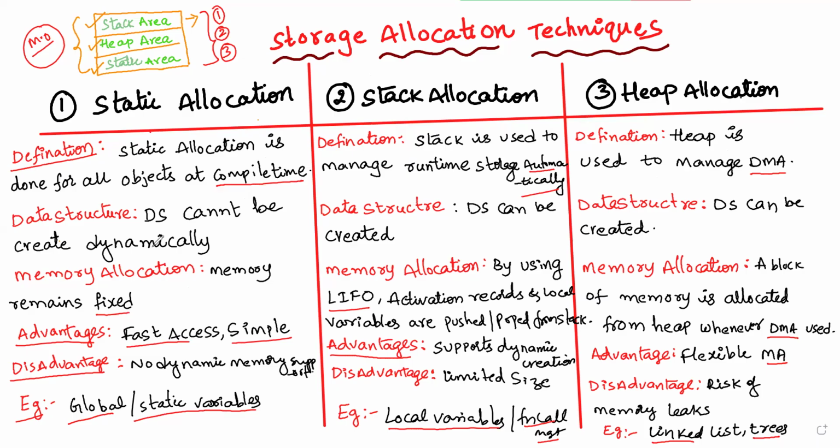Memory allocation: memory remains fixed in static, and in stack we use LIFO. In the heap, a block of memory is allocated whenever we require dynamic memory allocation. Advantages: fast access and simple for static. Stack allocation supports dynamic memory creation. Heap allocation is flexible in memory allocation. Finally, you can see the examples also. So this is all about static, stack, heap allocation.